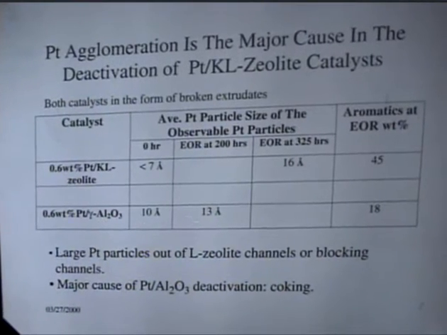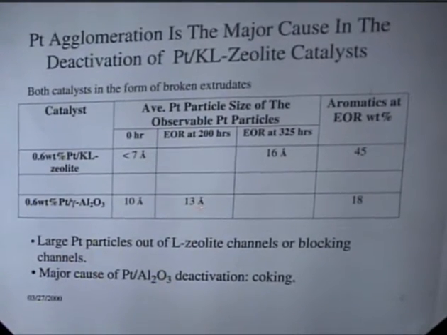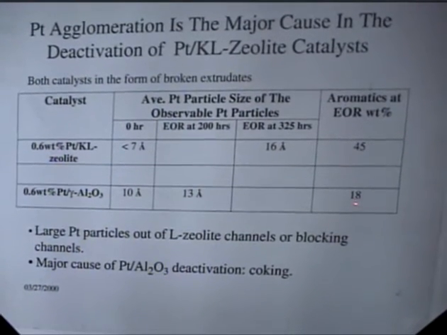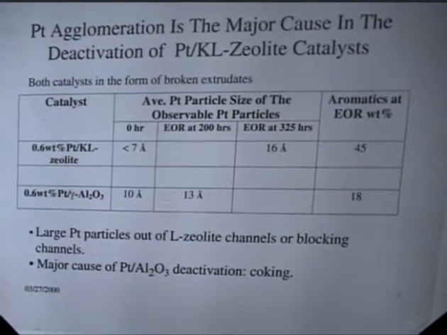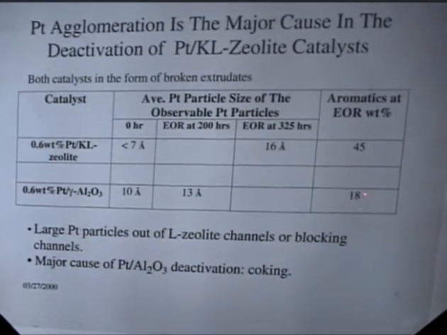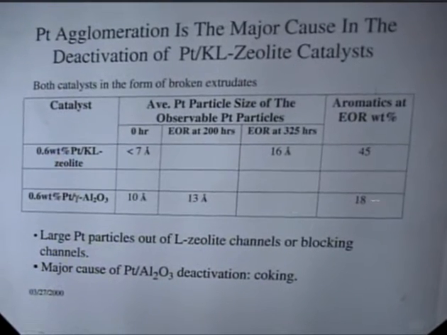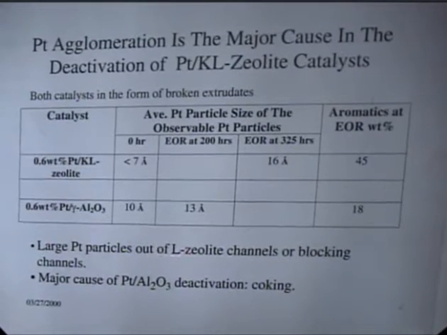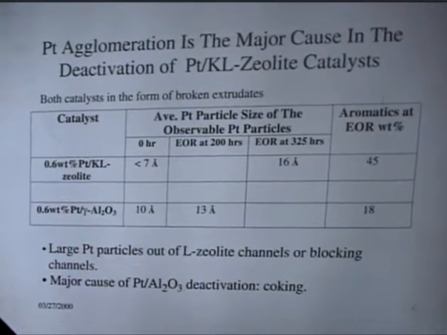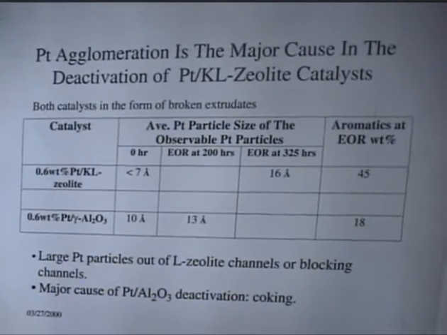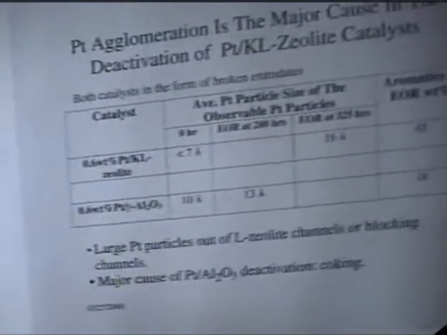For platinum on alumina, we start with 10 angstrom, and it grows at the end of the run to 13. Now this 13 doesn't change much in the platinum dispersion, but it dropped quite a bit in activity. This is mainly due to coking. So the deactivation, mainly due to coking for platinum on alumina, while for platinum on KL it is because of platinum agglomeration and blocking the channels. So we need to regenerate the catalyst.